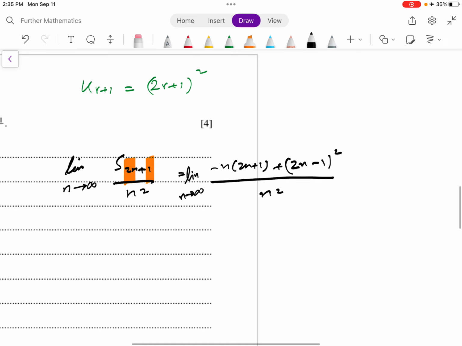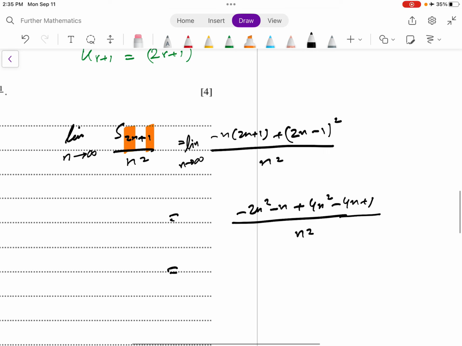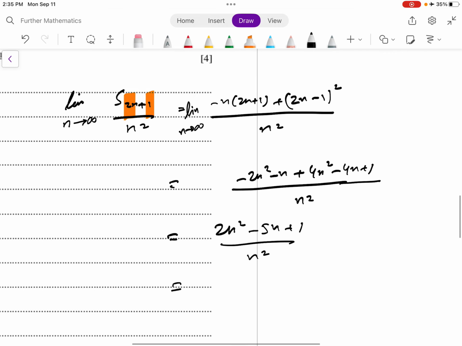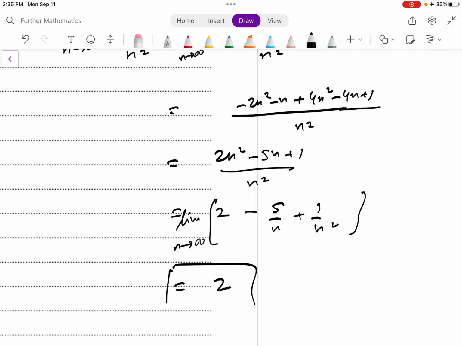So we better simplify this first. If we open this bracket, it's minus 2n square minus n plus 4n square minus 4n plus 1 divided by n square. Simplify the terms. This is going to be 2n square minus 5n plus 1 over n square. Now I can break the LCM and I'm going to get 2 minus 5 over n plus 1 over n square. If I apply the limit as n tends to infinity, I'm going to get only 2. And that's the answer.